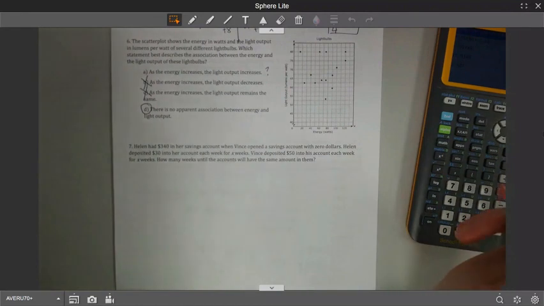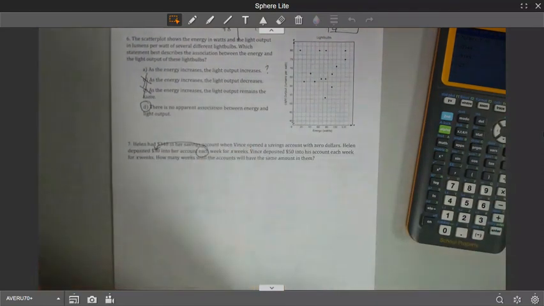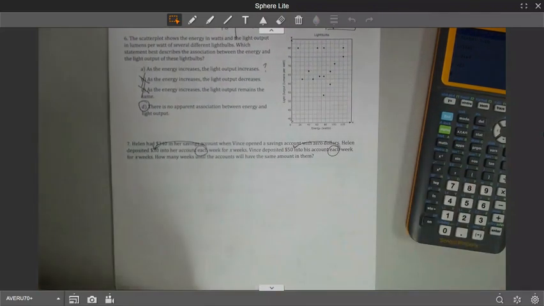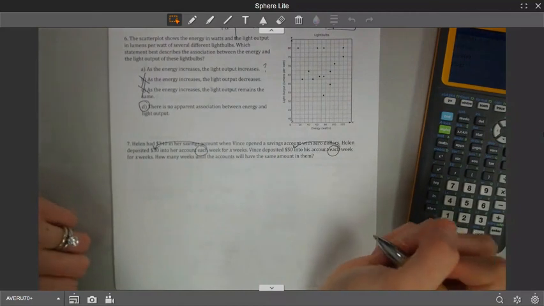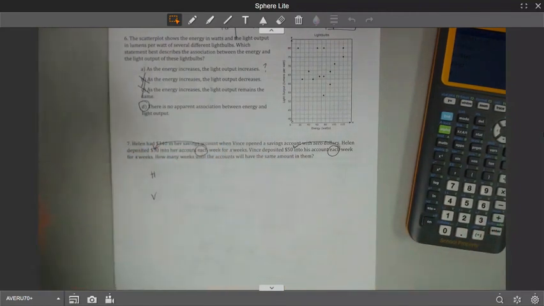So Helen had $340 in her savings account. When Vince opened the account with $0, Helen deposited $30 into her account each week. Ooh, I see a slope word. Okay. Vince deposited $50 each week. That's a slope word. How many weeks until they are the same? Okay. So we're going to write an equation for Helen, and we're going to write an equation for Vince.